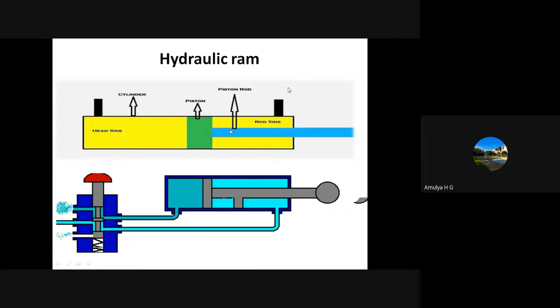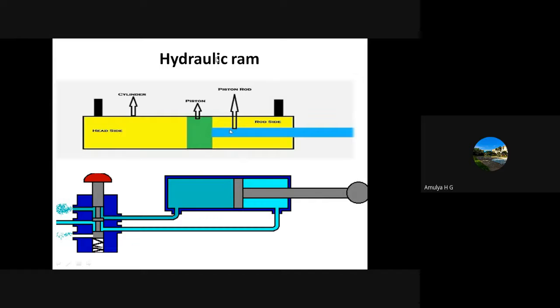Similarly, if the oil enters on the rod side, meaning the pressure will be created on the rod side, the piston will be moving forward. So now the oil or the fluid present in the cylinder will be leaving the cylinder through the head side. So this is how the hydraulic ram is operated.